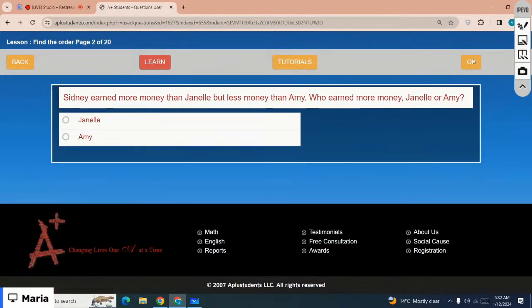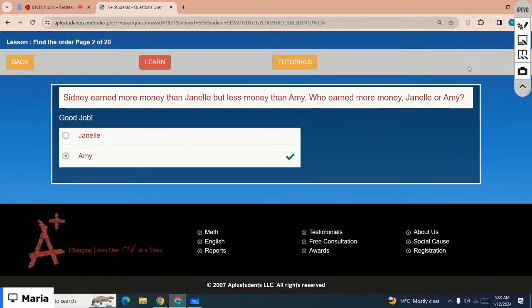Okay, the next one is Sydney earned more money than Janelle but less money than Amy. Who earned more money, Janelle or Amy? Which is the correct option? Sydney earned more money than Janelle but less money than Amy. Yes, the correct option is Amy. Who earned more money? That is Amy. Very good, everyone.